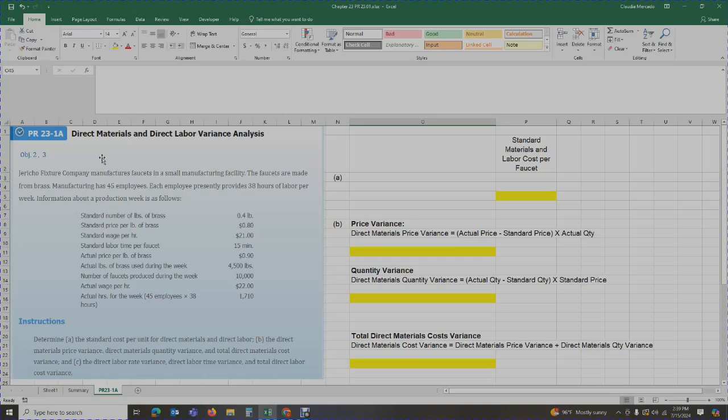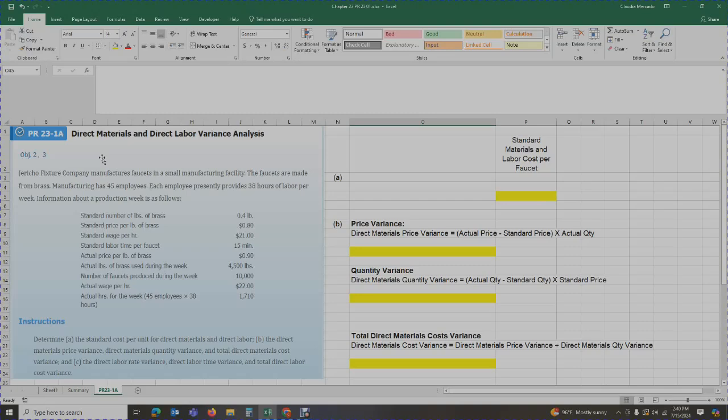So it takes us about 15 minutes to manufacture one faucet. The actual price per pound of brass is 90 cents. The actual pounds of brass used during the specific week is 4,500 pounds. The number of faucets produced during the week is 10,000 faucets. The actual wage per hour is $22 per hour, and the actual hours for the week, that's the 45 employees times the 38 hours, is 1,710.